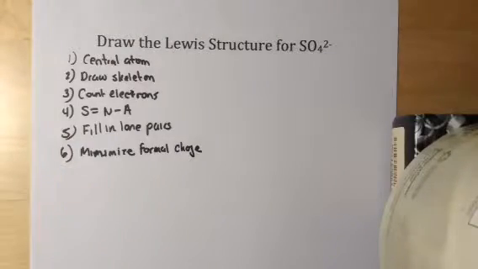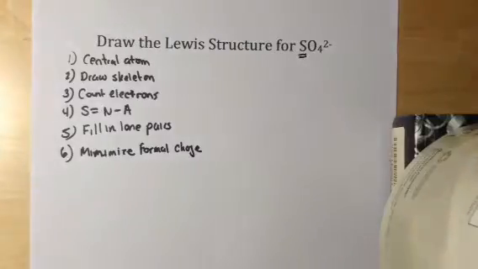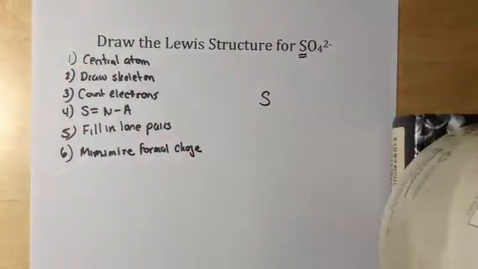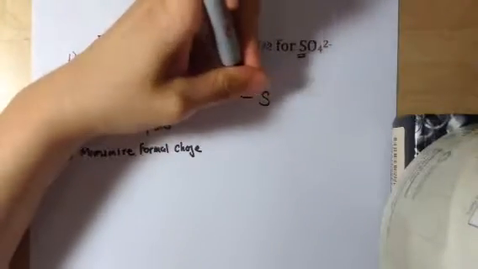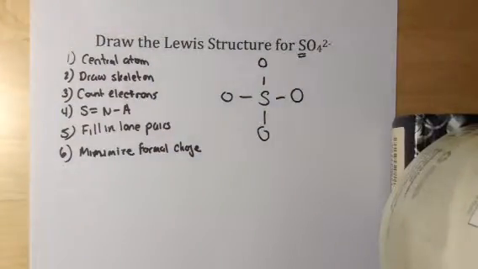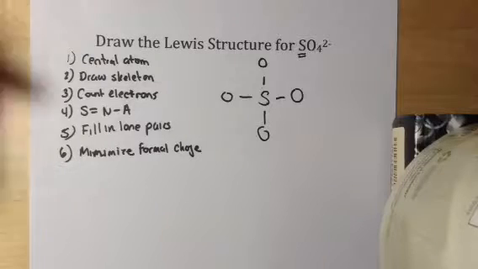Okay, so step 1, central atom. This is the atom that we have the least of, sulfur, so that's going to be our central atom. Draw skeleton. We have 1 S and 4 O's, so we're going to have O's hanging off of the S. There's our skeleton.